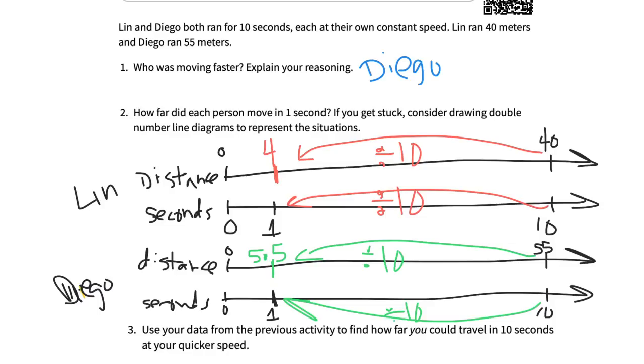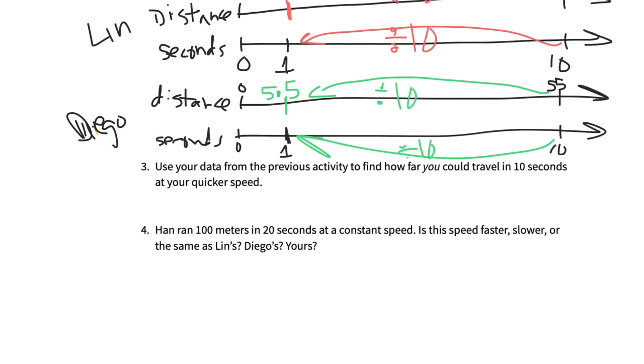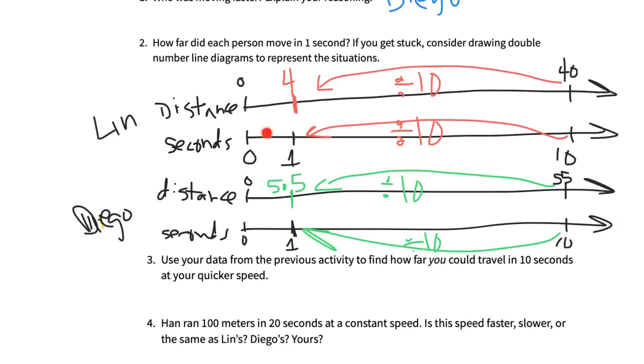Hey, but by the way, we have more proof. In 1 second, Diego ran 5.5 meters. Lynn, in 1 second, ran 4 meters. So now we could compare our own speed. In the previous slide, in fact, here it is. Use your data from the previous activity to compare, right? So we can do that because we've got that unit rate. That unit rate when we converted everything into 1 second, or a non-unit rate when we're looking at everything in 10 seconds, makes it really easy for us to compare our own speeds with Lynn and Diego's speed.